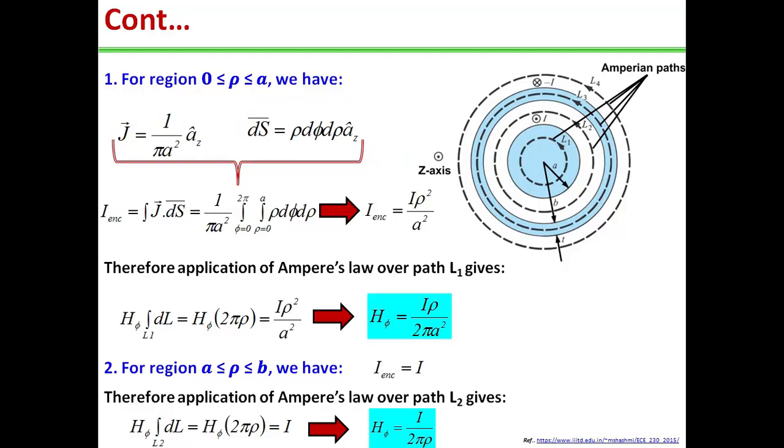dS is considered in the cylindrical coordinate system, whereas dz is the length of the coaxial cable in the z direction, where a_z is the unit vector in the z direction. Therefore, we can write I enclosed as the surface integral of J dot dS, and we know J is I by pi a squared, so this will be equal to I by pi a squared times the integral of phi from 0 to 2 pi, integral of rho from 0 to rho, of rho d phi d rho.